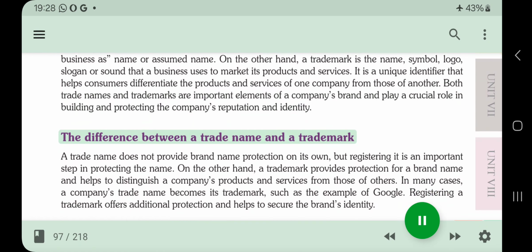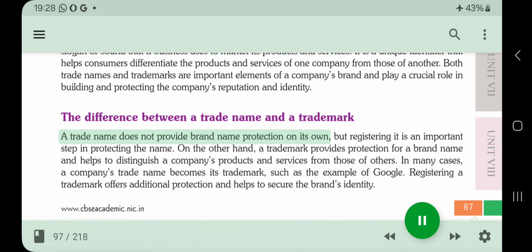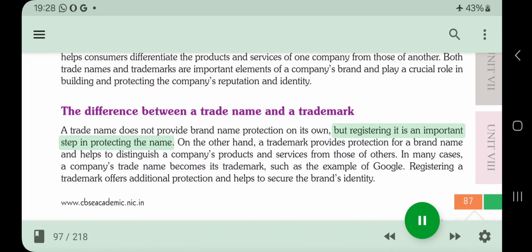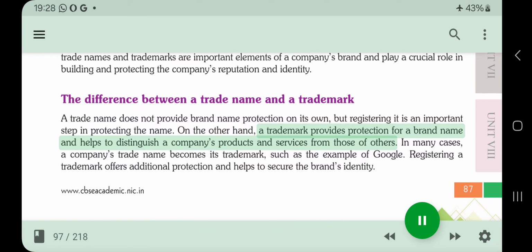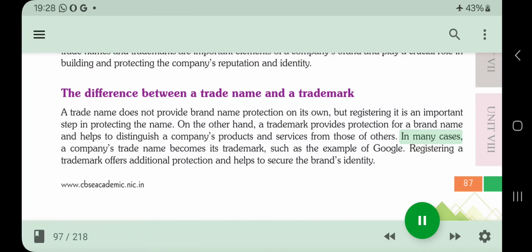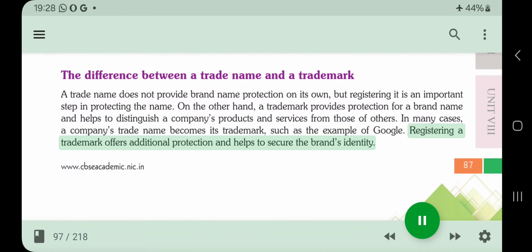The difference between a trade name and a trademark. A trade name does not provide brand name protection on its own, but registering it is an important step in protecting the name. On the other hand, a trademark provides protection for a brand name and helps to distinguish a company's products and services from those of others. In many cases, a company's trade name becomes its trademark, such as the example of Google. Registering a trademark offers additional protection and helps to secure the brand's identity.